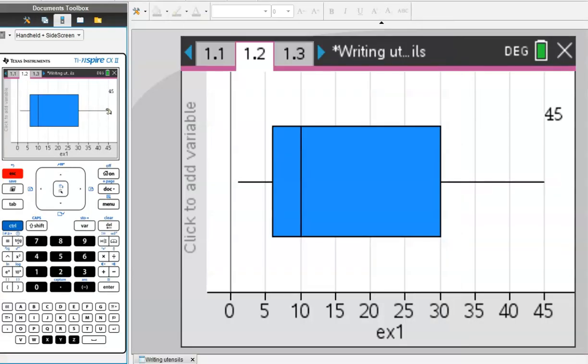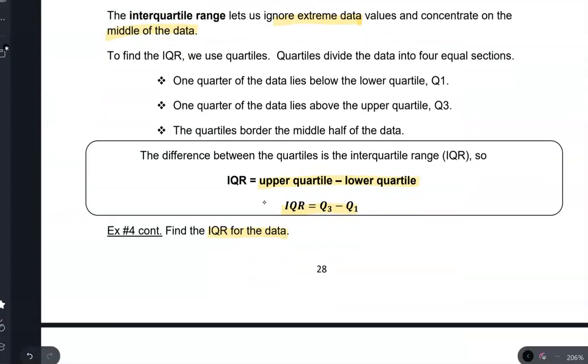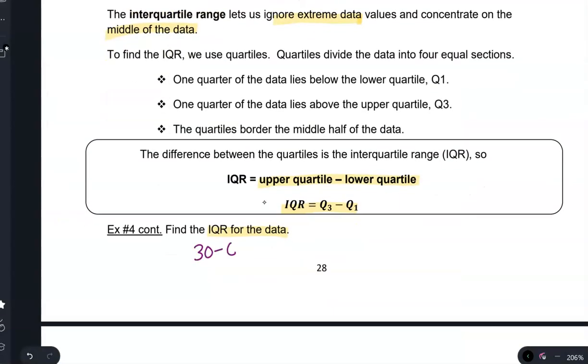All right, so let's find our IQR for this data set. We can go back to the list itself, or just look at our box plot. Q3 is 30, Q1 is 6. So the IQR here is 24 utensils.